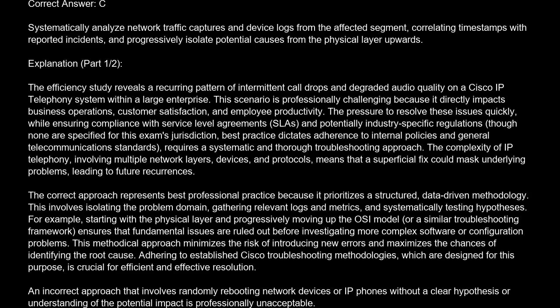For example, starting with the physical layer and progressively moving up the OSI model, or a similar troubleshooting framework, ensures that fundamental issues are ruled out before investigating more complex software or configuration problems. This methodical approach minimizes the risk of introducing new errors and maximizes the chances of identifying the root cause. Adhering to established Cisco troubleshooting methodologies, which are designed for this purpose, is crucial for efficient and effective resolution.